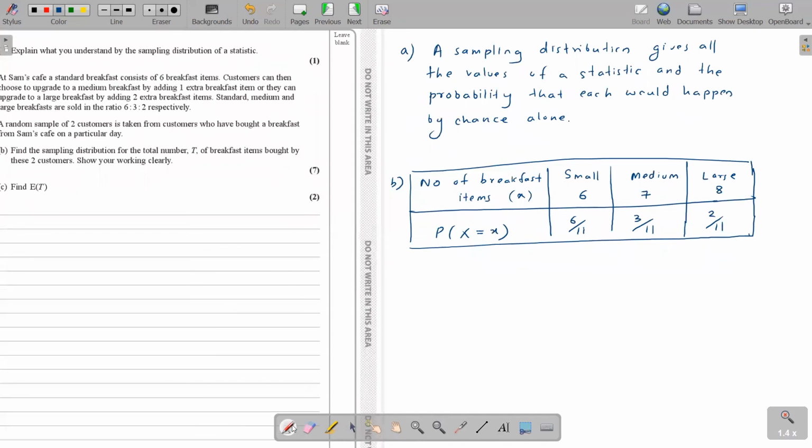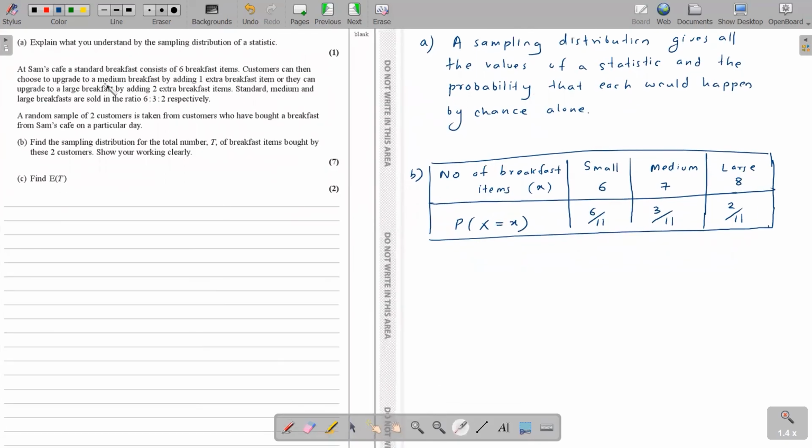Right. So basically you have the probability of each item and their respective probabilities. Okay. Now what are we supposed to do? This is not what we are supposed to do. We are supposed to get what?